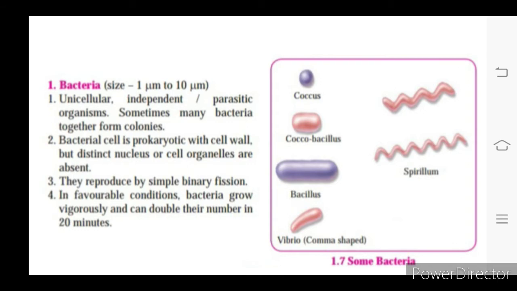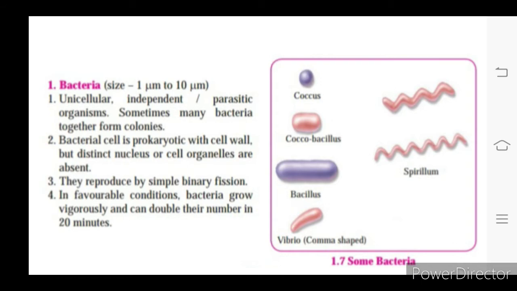Bacterial cells are prokaryotic cells with a cell wall, but a distinct nucleus or cell organelles are absent. They reproduce by simple binary fission. Binary fission means one cell divides into two cells. In favorable conditions, bacteria grow vigorously and can double their number in 20 minutes.